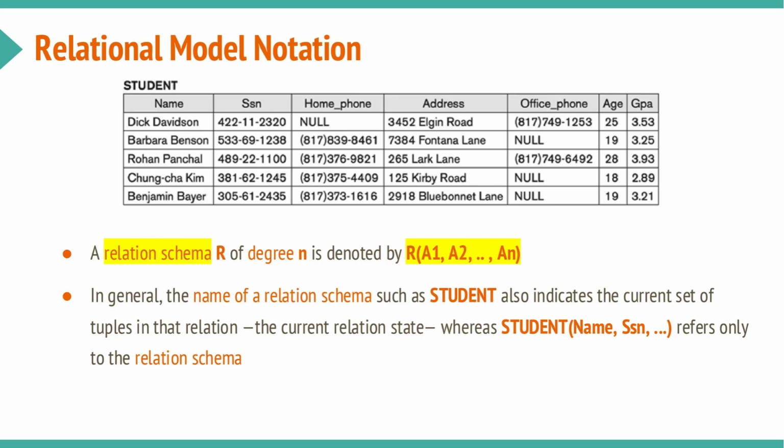SSN is called the relation schema. Think of the schema as the blueprint or the plan for the table. It tells us what the table looks like, but it doesn't contain the actual data. When we just say student, we usually mean the table with all the data inside it right now. The schema is the design. The relation is the table with the data.